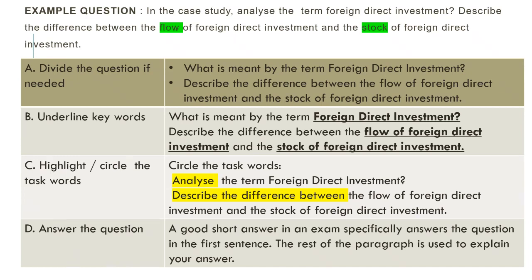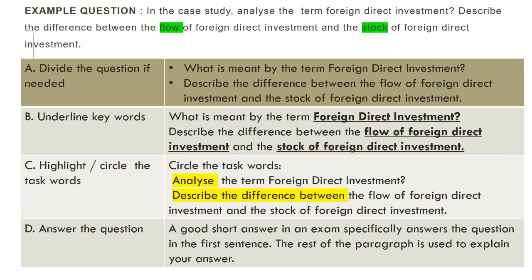Then you highlight or circle the keywords of the task words. The task words are what is going to tell you what you must do. Analyze the term. Describe the difference. It's an action word, what you need to do. Then you need to formulate an answer.